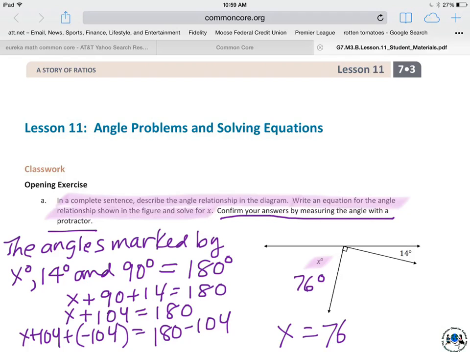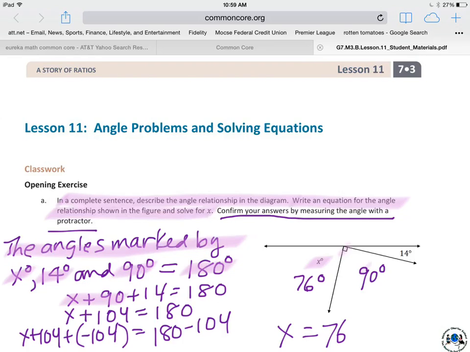The complete sentence that I wrote, hardly a complete sentence, was: the angles marked by x degrees, 14 degrees, and 90 degrees. Of course, it wasn't marked 90 degrees, but our little square in the corner tells us that it is indeed 90 degrees. So it's a good thing to start off with that. This is what we knew initially. They all equal 180 because they are angles on a line.